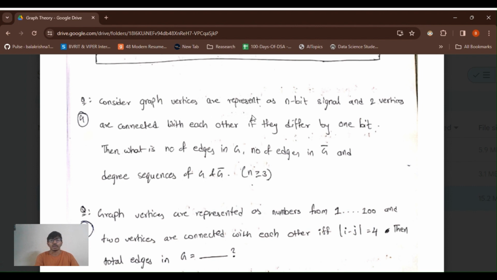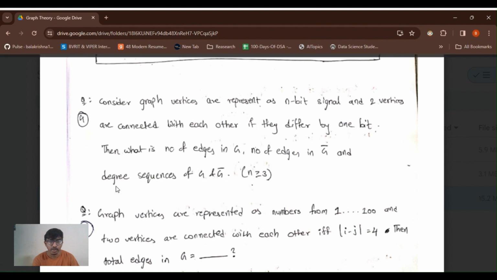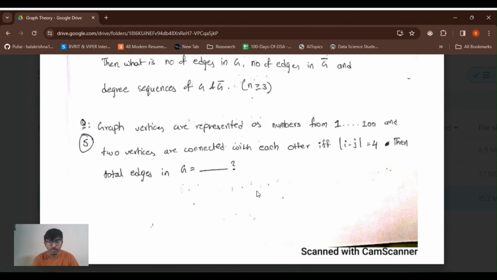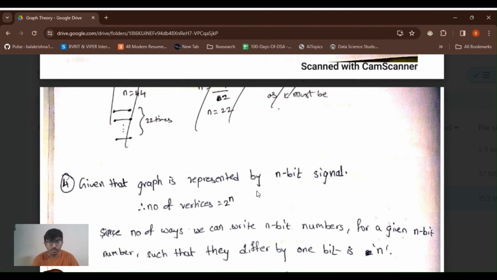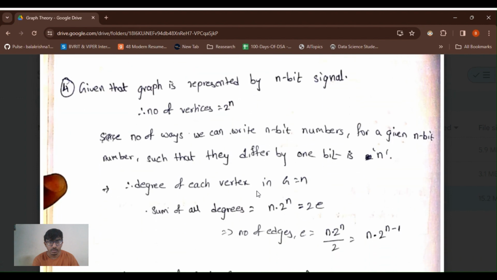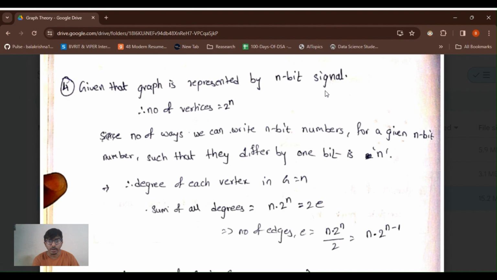Consider a graph whose vertices are represented as n-bit strings, and two vertices are connected with each other if they differ by 1 bit. Then find the number of edges in G, the number of edges in G dash, and the degree sequence of G and G dash for n greater than or equal to 3. Given that the graph is represented by n-bit strings, the number of vertices is equal to 2 power n. The number of ways we can write an n-bit number that differs from a given n-bit number by 1 bit is n.